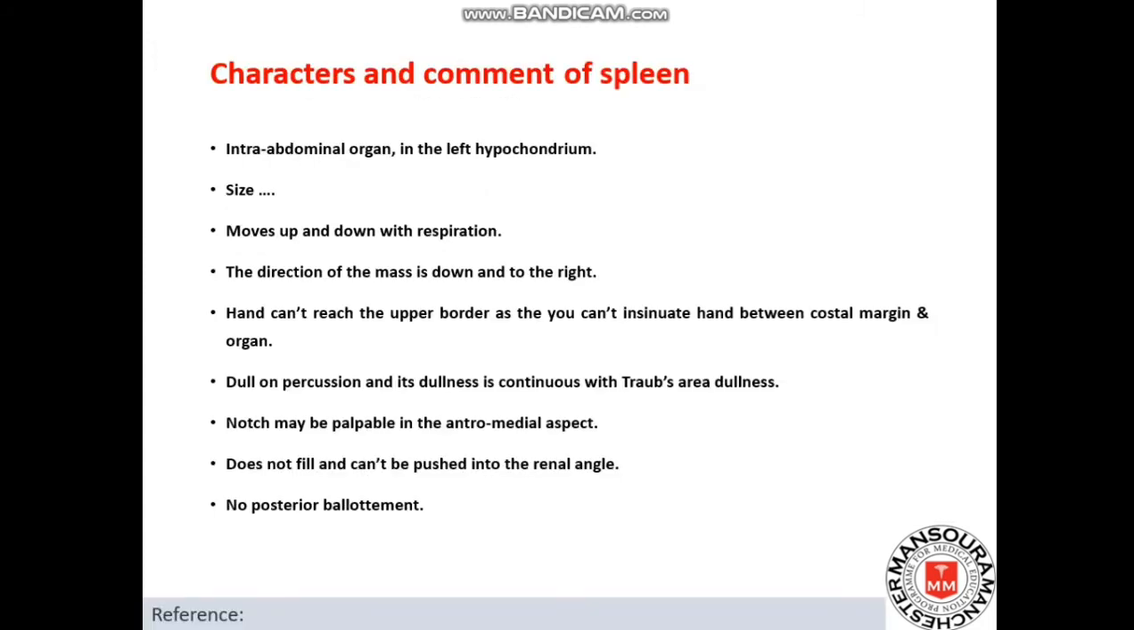Characters and documentation of the spleen when present. Spleen is an intra-abdominal organ in the left hypochondrium. The size is according to grades or degrees: mild or moderate or huge. Moves up and down with respiration. The direction of the mass is down and to the right. Hand can't reach the upper border, as you can't insinuate the hand between the costal margin and the organ.